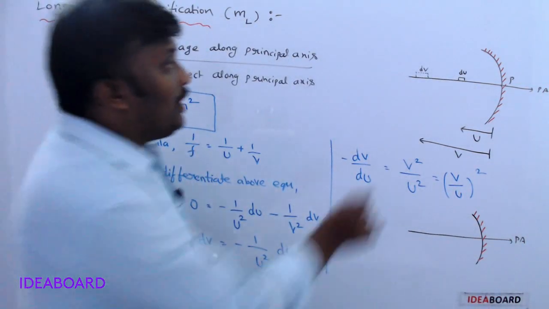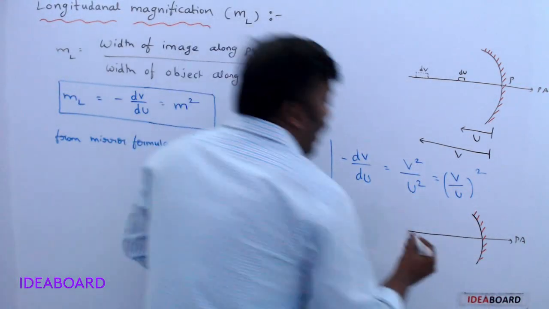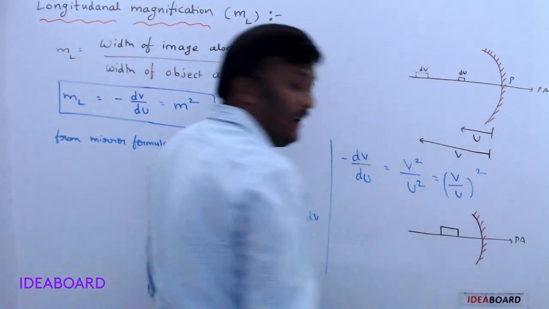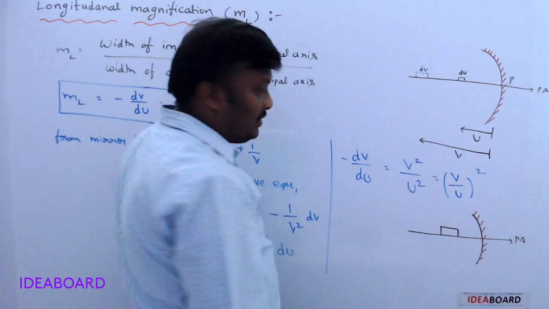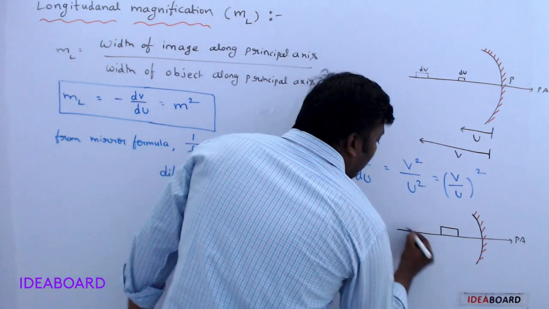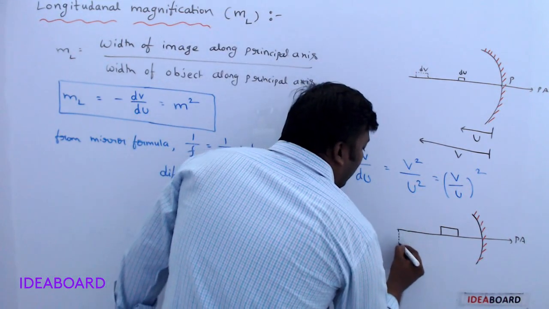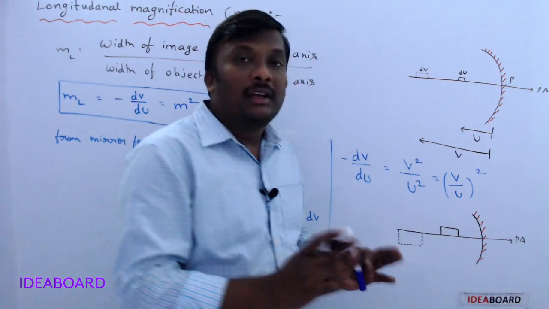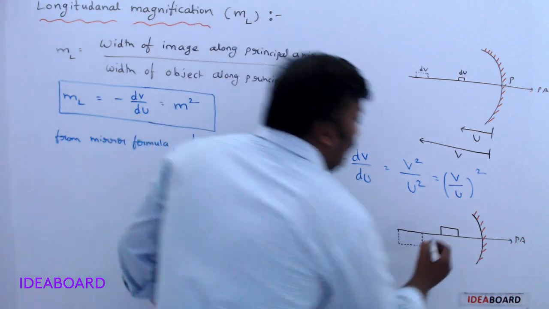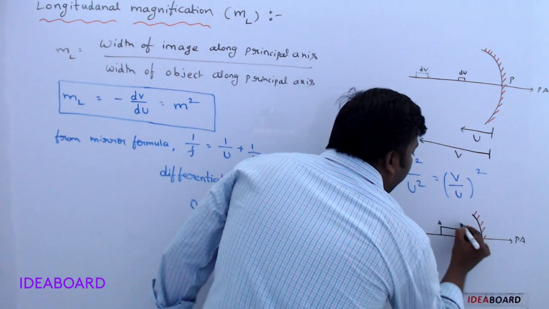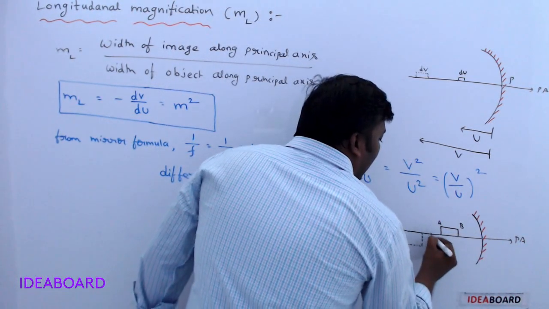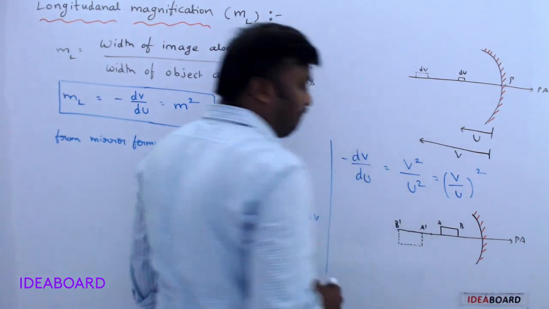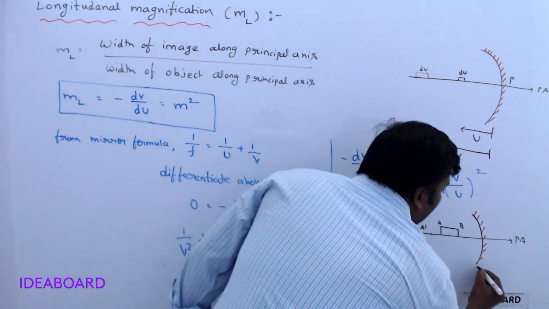Now, sir, suppose the object is not small in size, the object is big in size, like this. Then the image may also be bigger than that one. As I said, depending on the position of the object, the image positions will change. I think this is AB. Sorry, it is A dash B dash.